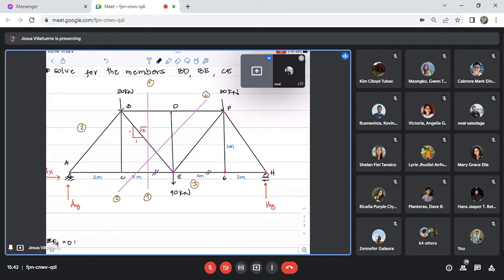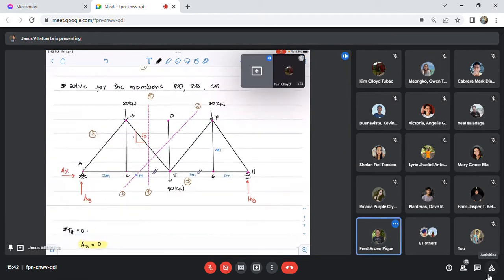So which free body diagram would you like us to expose? Members A, B, C, D, or members E, F, G, H? Hello? The other side? Sige, the other side, sir.